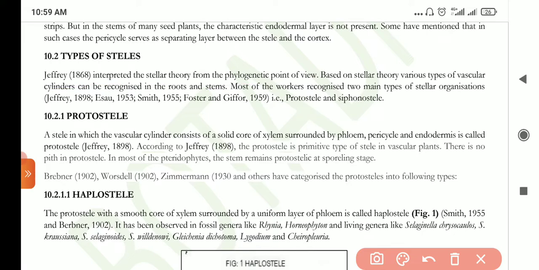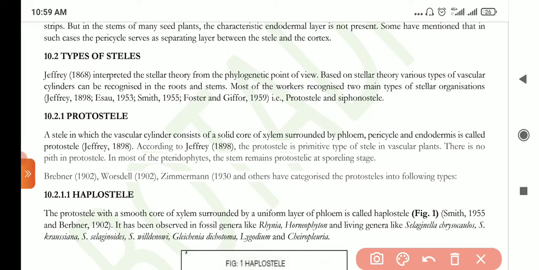Okay, so most of the scientists see that there are 2 types of stelar organization, that is the Protostele and Siphonostele. So the question used to come like this: Protostele, you have to write about them. Siphonostele, you have to write about them. Okay, so these are the 2 main types. Okay, now let's look at the Protostele and the types.